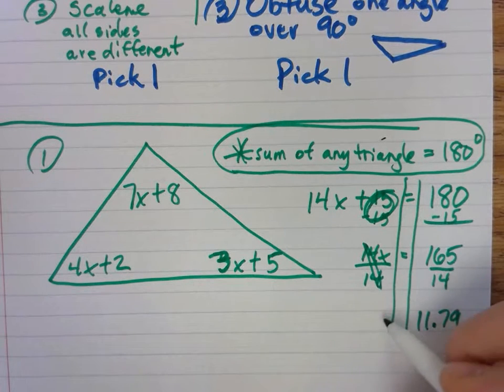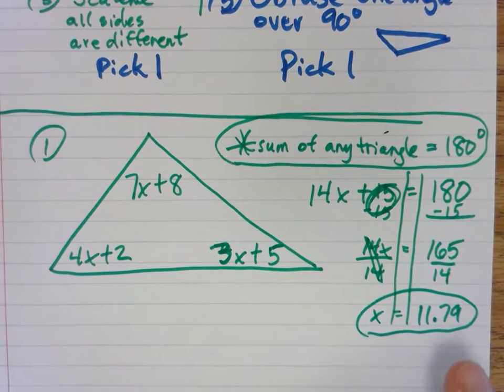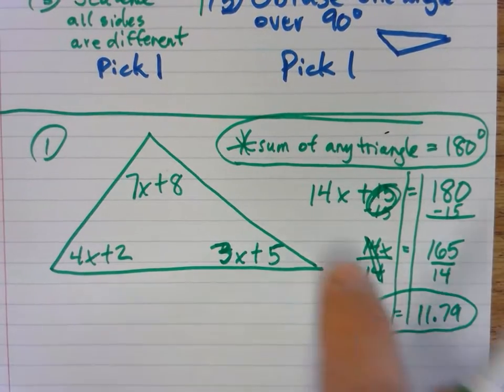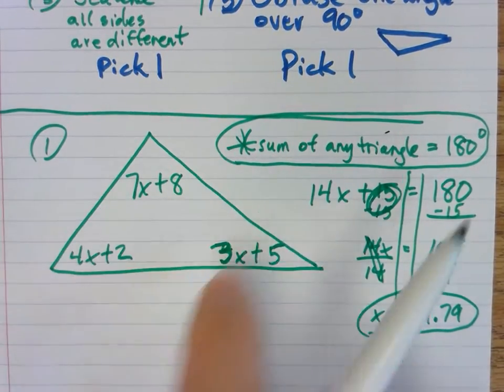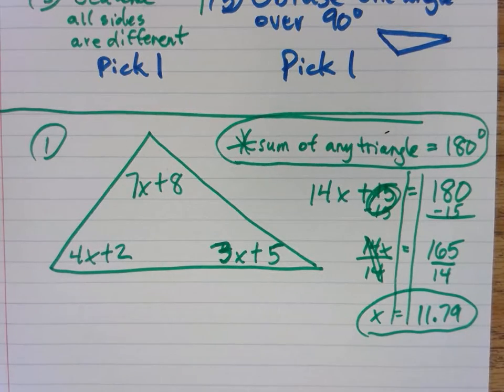11.79 for x. Okay, now, just as we have done previously with the complementaries and supplementaries, we're going to take it and stick it in these jokers right here and find out how big the angles are. And then once we find out how big the angles are, we can go back up and figure out if it's acute equilateral or right isosceles or whatever it might be. So here we go. Let me get a little bit smaller pen for this. Be right back. Okay, there we go.